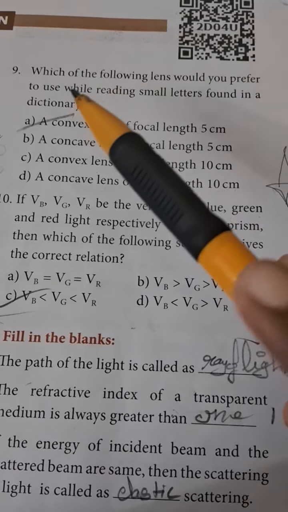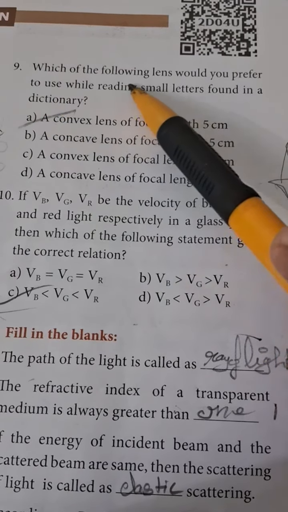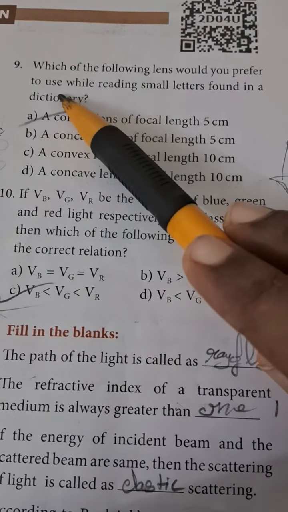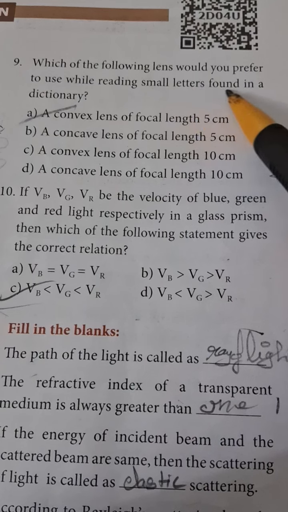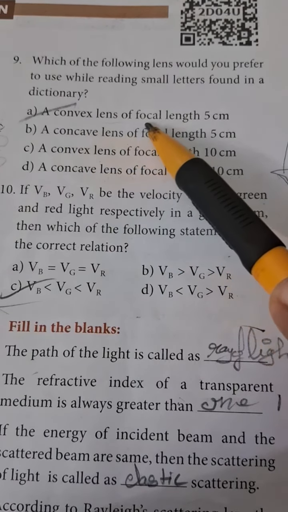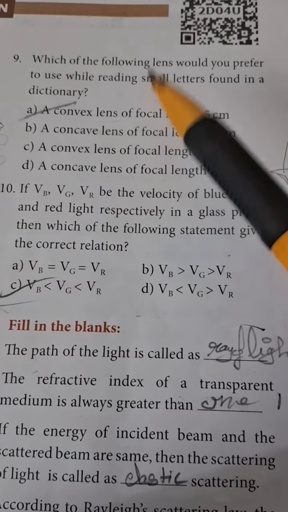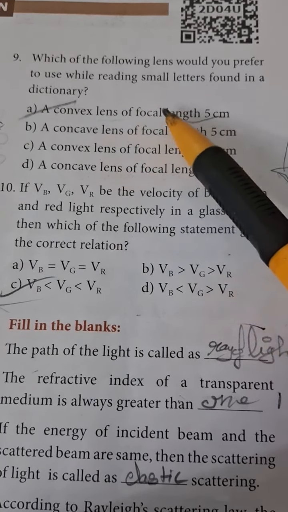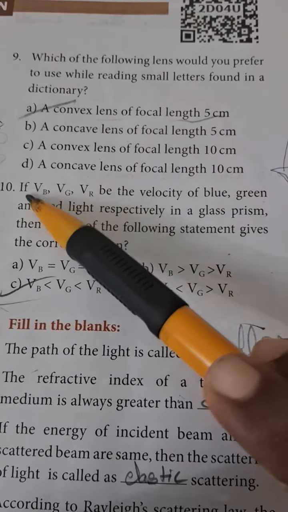8th one, the eye defect presbyopia can be corrected by a bifocal lens. Answer: bifocal lens. 9th one, which of the following lens would you prefer to use while reading small letters found in a dictionary? A convex lens of focal length 5 cm. Answer: the convex lens of focal length 5 cm.